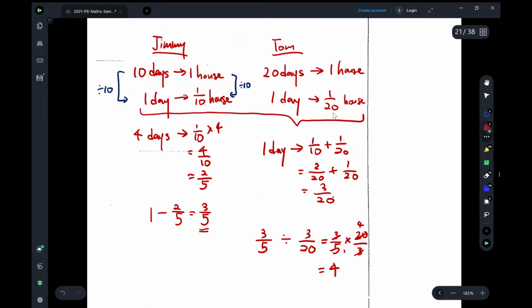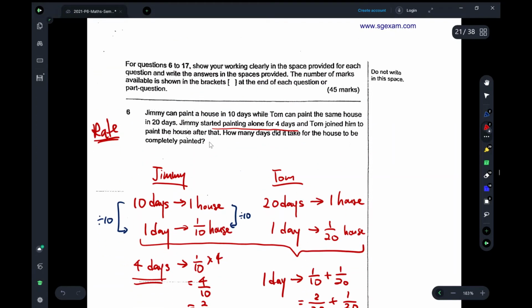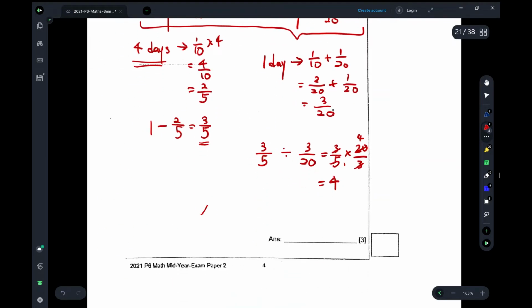That means besides the 4 days that Jimmy requires, they need another 4 days to finish up the house. So how many days did it take for the house to be completely painted? So the 4 days plus the other 4 days that they work together will be a total of 8 days. Okay.